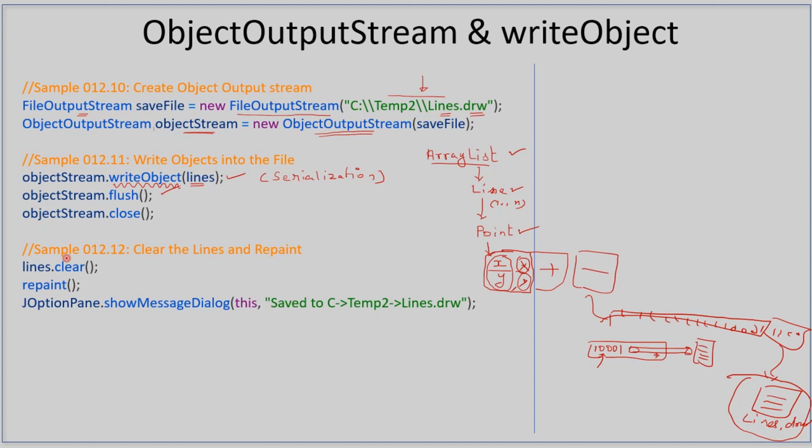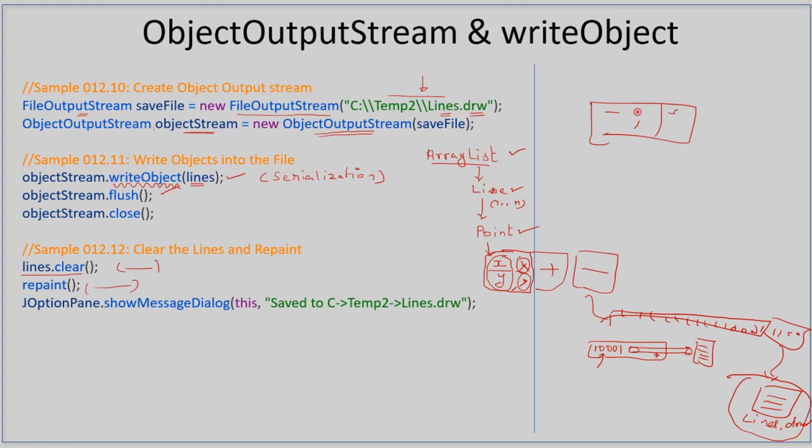So after serializing everything, we make a call to lines.clear. That means here we are clearing our array list. Why? Because the contents are saved or pushed to the disk, and we don't want this line array. And when you make a call to repaint, since the array list is empty, you won't see anything in the output, or you will see all the line objects get cleared from the output window.